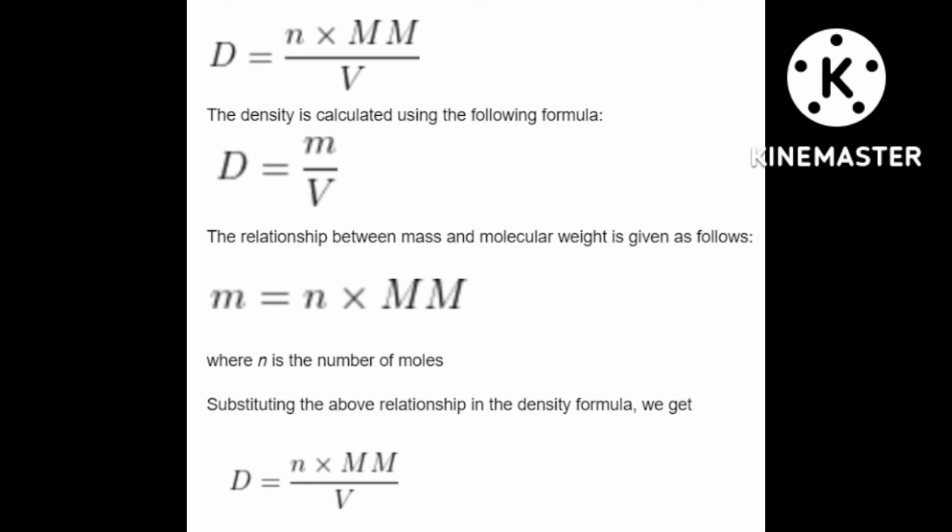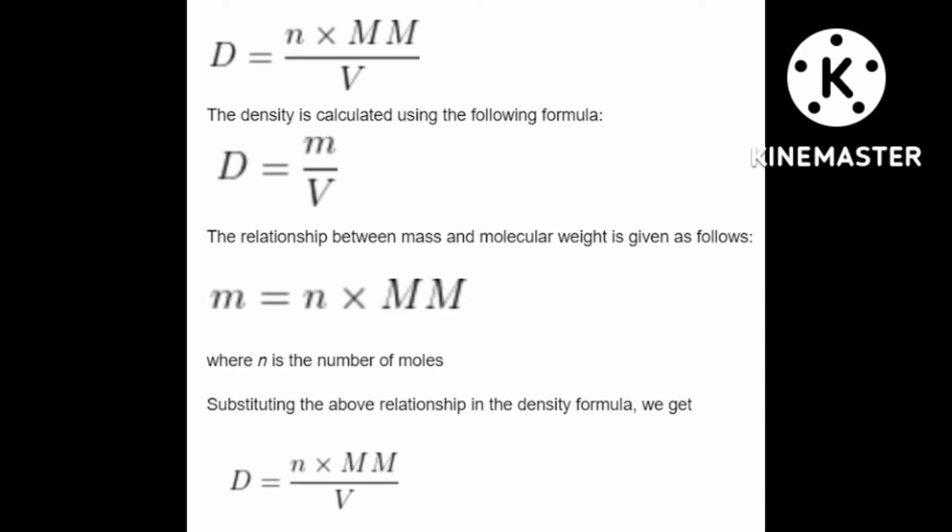Now I am going to discuss the Dalton's law of partial pressure. This is also a very important concept because many numericals are asked on this concept. What is this? Try to understand. The law was formulated by John Dalton in 1801. It states that the total pressure exerted by the mixture of non-reactive gases is equal to the sum of the partial pressure of individual gases.